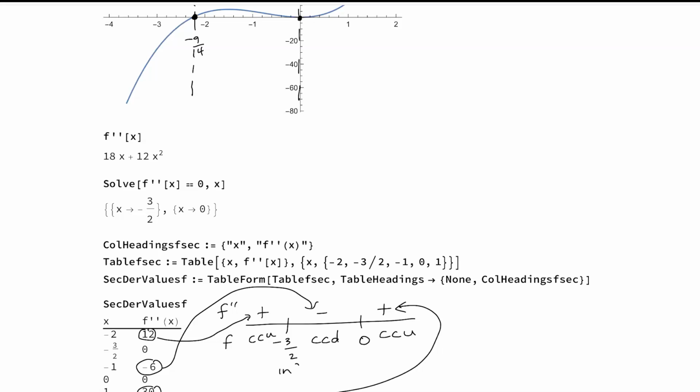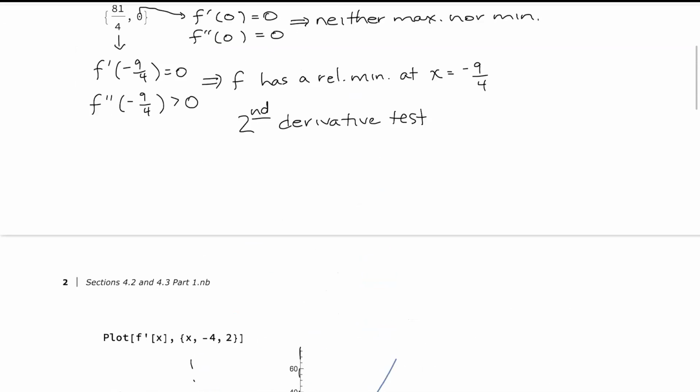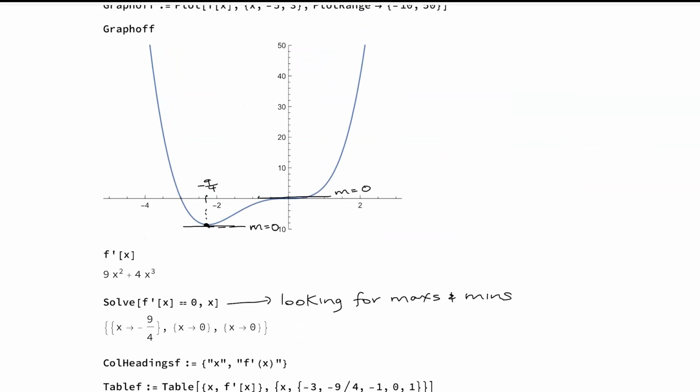And what does that tell me about f? F is concave up to the left of x equals -3/2. It's concave down in between -3/2 and 0. And once again, concave up to the right of 0. So I have inflection points at x equals -3/2 and x equals 0.